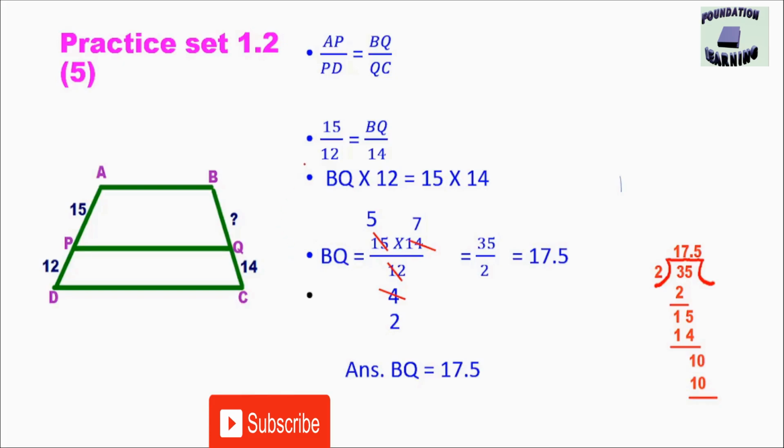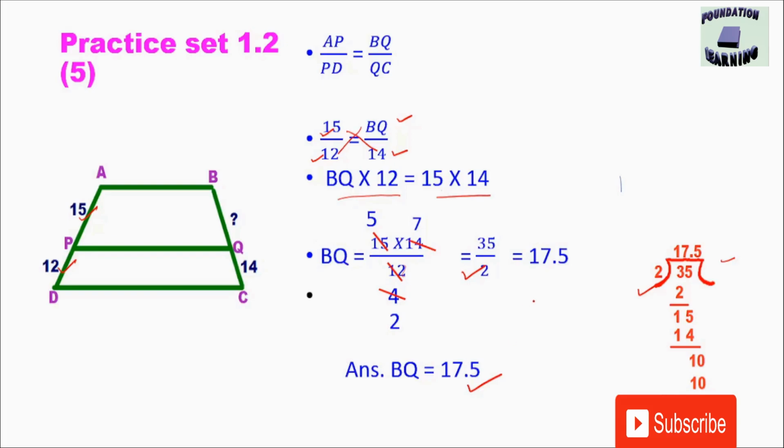Now we substitute the values: AP is 15, PD is 12, BQ we don't know, QC is 14. We cross multiply and we get BQ into 12 equal to 15 into 14. Then, in order to have BQ alone, we bring 12 to the right hand side, that means it will come below. After cancellation, we get 35 upon 2. When we divide 35 by 2, we get 17.5. Therefore, BQ is 17.5.